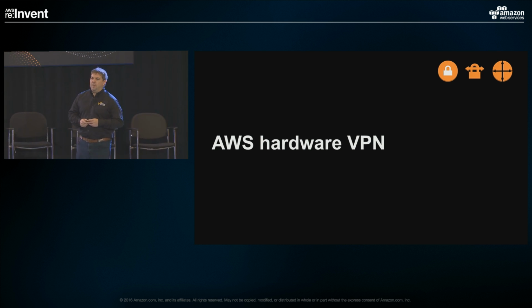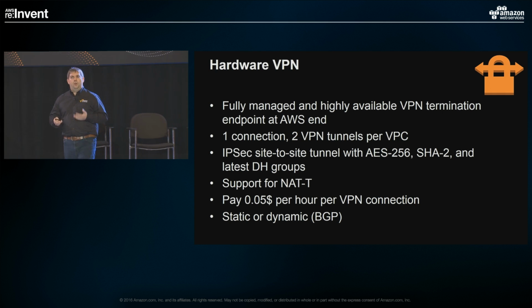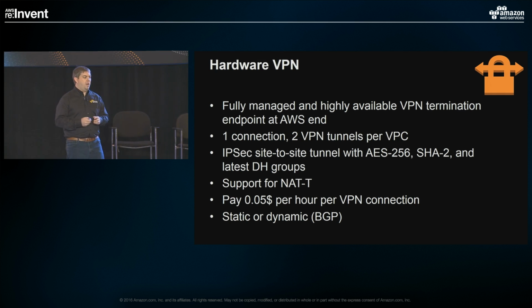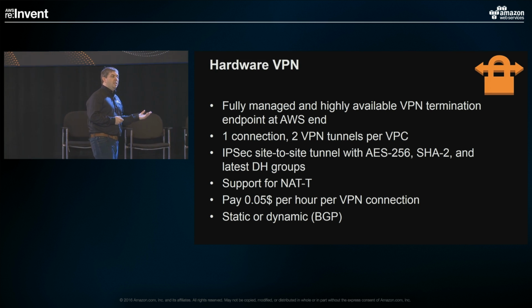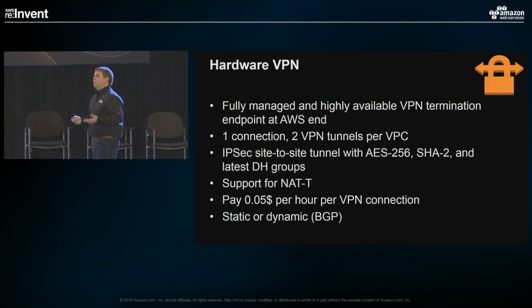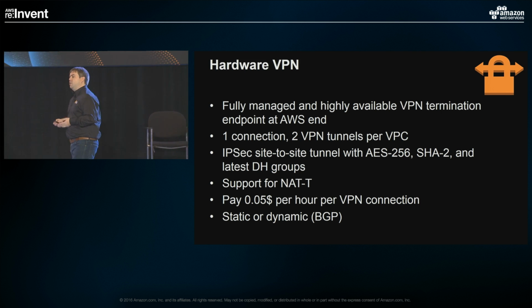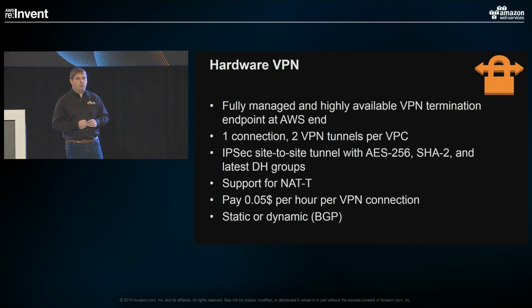Okay, so let's start with the hardware VPN solution that we have. Now, the hardware VPN solution is a fully managed VPN solution provided by AWS. It has an endpoint on the AWS side, which is the virtual private gateway, and it has an endpoint on the customer side of the connection that we refer to as the customer gateway. When you create a VPN connection using this solution, we actually provision two tunnels, and those two tunnels give you your resilience into the AWS environment.